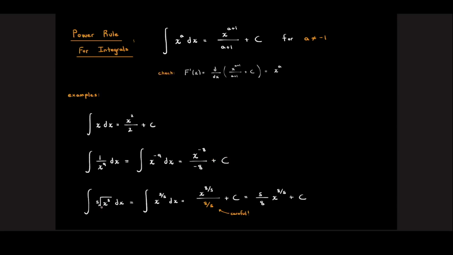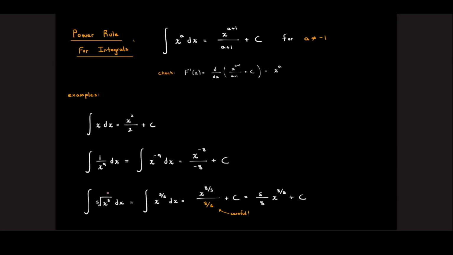And lastly, the power rule for integrals will also help you find the antiderivative of these radical functions. So this does not look like a power function. However, if you remember your exponent properties, this radical symbol just means the 1 over nth power, a fractional power.